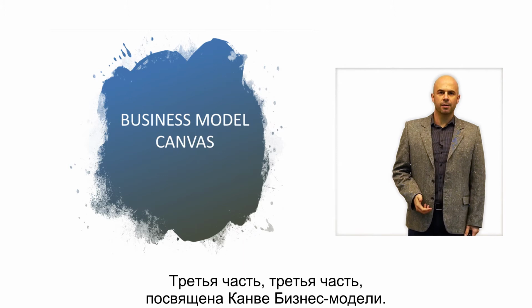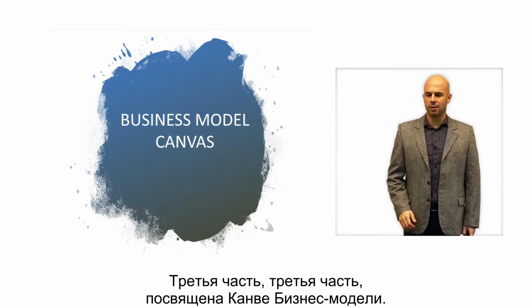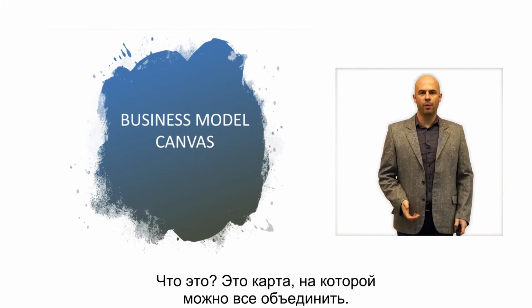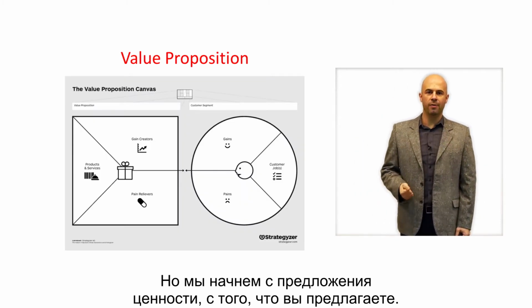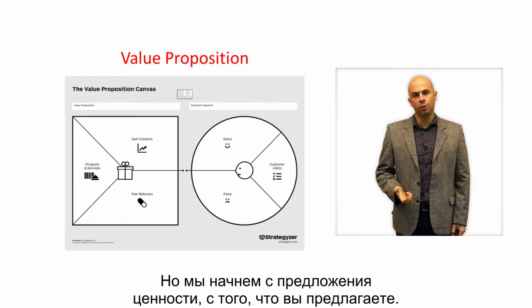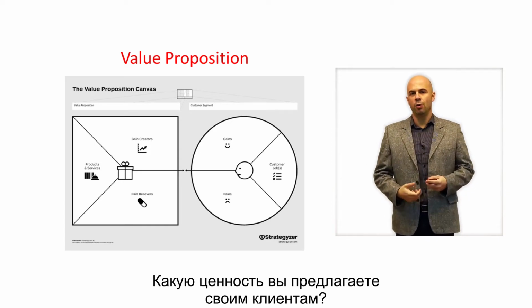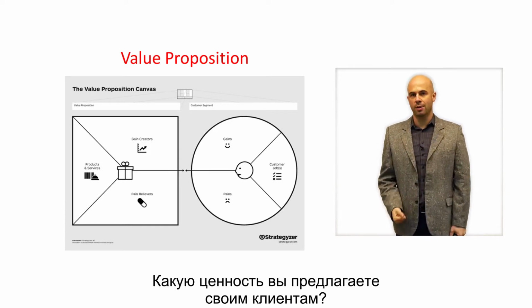The third part is the business model canvas. What is it? It is a map where you can put everything together. But we start with the value proposition. What are you proposing? So what are you offering as value to your customers?